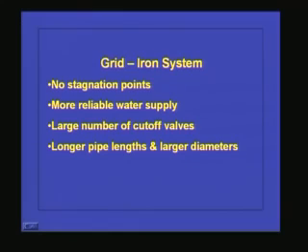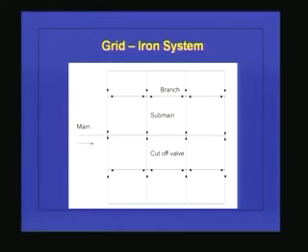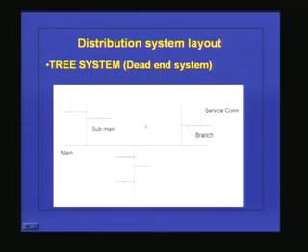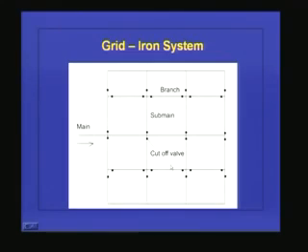Then the other main disadvantage of a gridiron system: if you look at the figure, compare the gridiron system I am showing here with the tree type of system that I am showing now. Between these two systems, which one will have longer lengths of pipes? It is obvious that the gridiron system will have longer lengths of pipes, and not only that, it will also have larger diameter pipes.